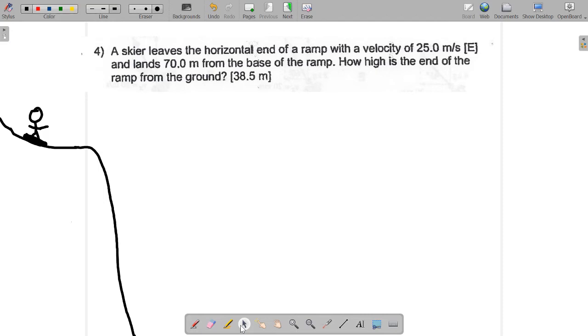Number 4 says a skier leaves the horizontal end of a ramp with a velocity of 25 meters per second and lands 70 meters from the base of the ramp. How high is the end of the ramp from the ground?